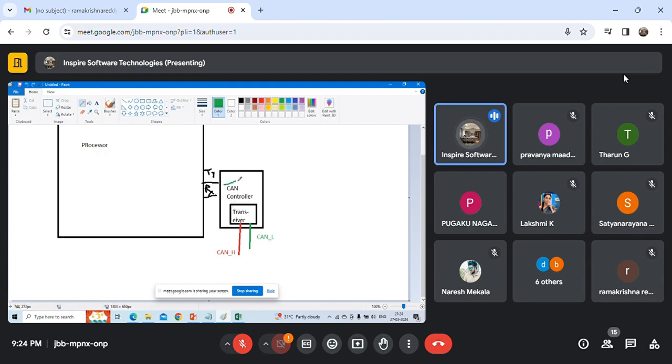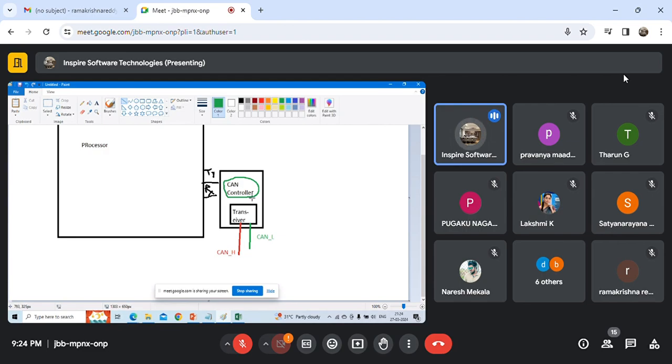So this CAN controller part can be separately there, or it can be part of the microcontroller, and the transceiver will be separate. CAN controller will be part of the microcontroller and CAN transceiver will be a separate chip. This scenario is also possible, or the processor will take the CAN controller and transceiver externally. Let's say you want 3 CAN channels, then this is also possible.